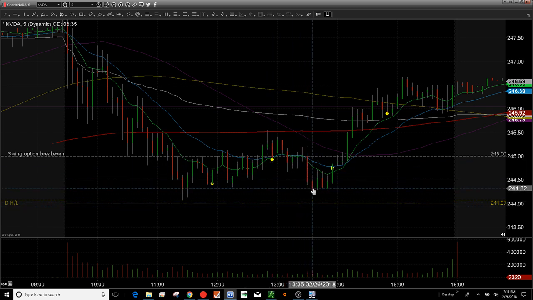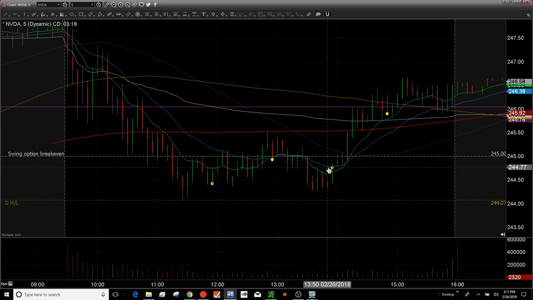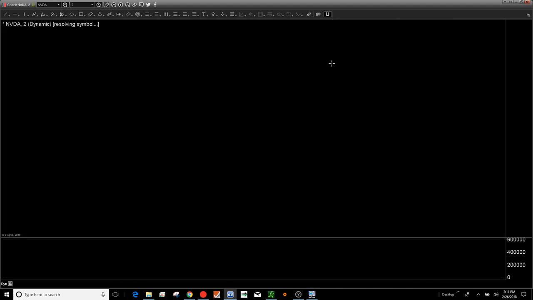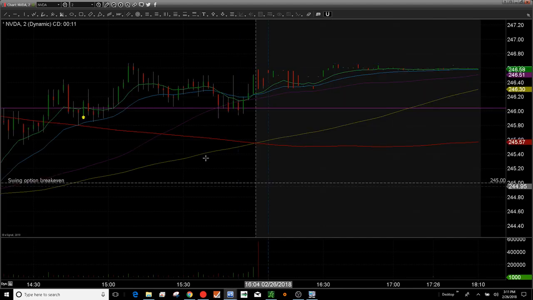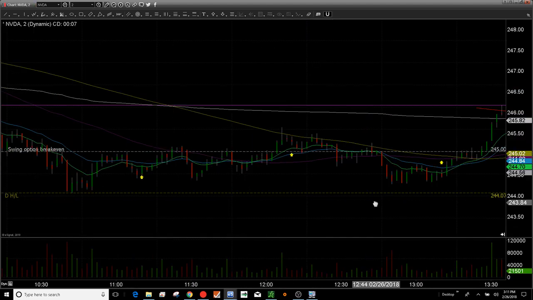But I held. It made a lower high or higher low here. Okay, started moving up. I knew if it could break over this price here at 244.75, which on the 2-minute chart, I believe it, pretty much. Let's go to the 2-minute chart here.